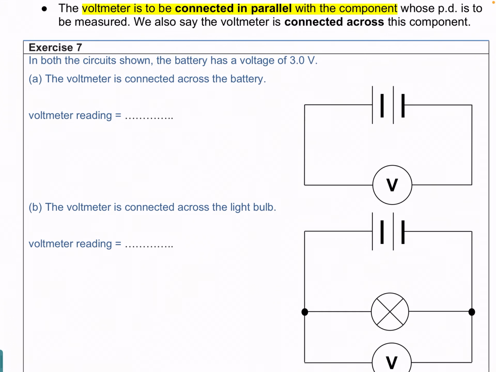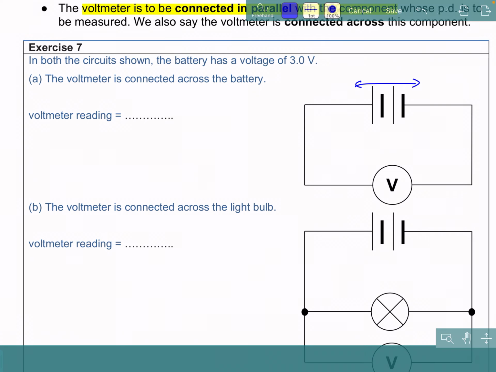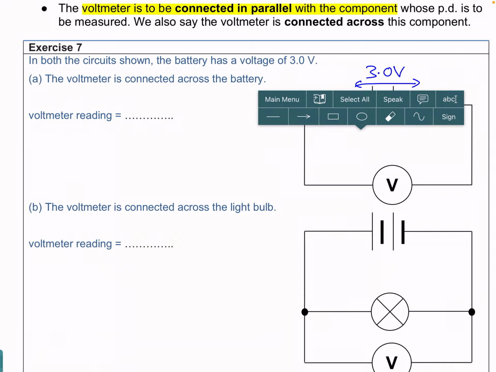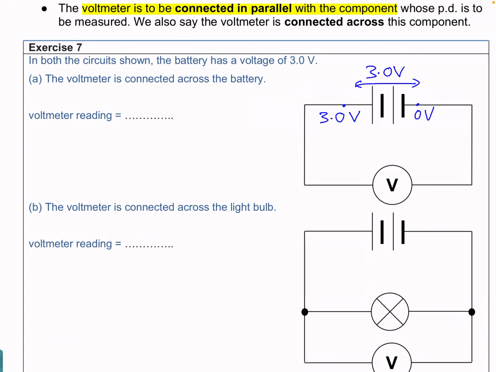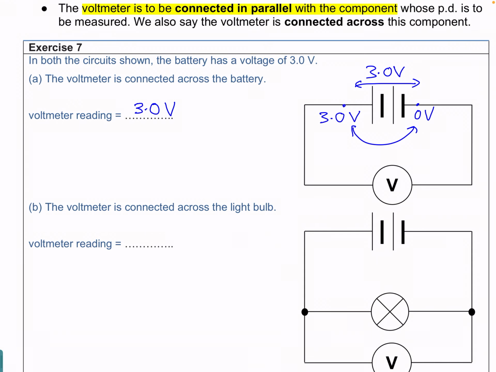Okay, in exercise 7, the voltmeter is connected across the battery. And what is the voltmeter reading? This battery has a voltage of 3 volts. So we can say that the positive terminal has a potential of 3 volts, and the negative terminal has a potential of 0 volts. So essentially, the voltmeter is measuring a potential difference between the two terminals of this battery, as 3 minus 0 or 3 volts. The voltmeter reading is also the potential difference across the battery.